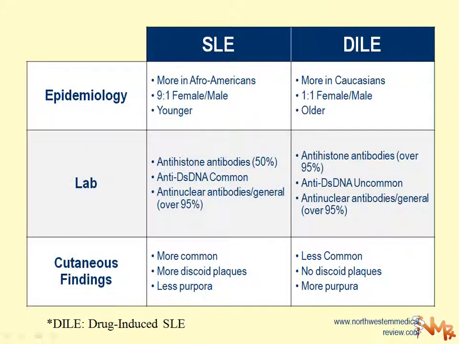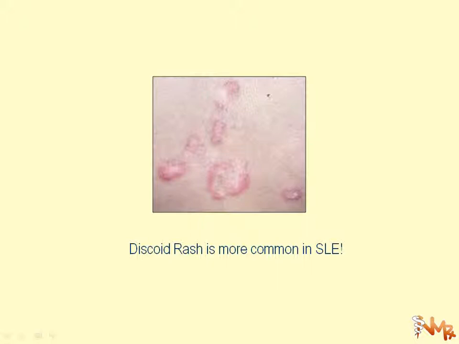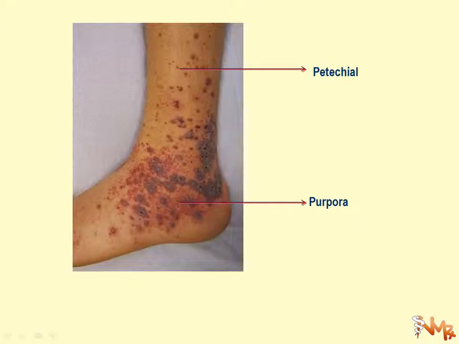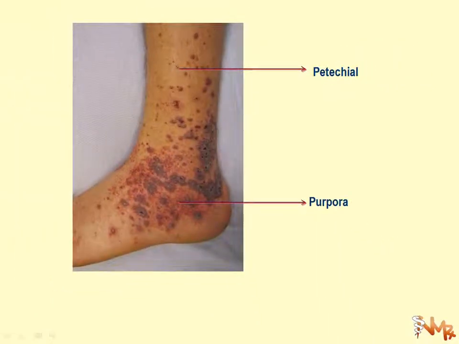With regard to cutaneous findings, SLE presents with more profound cutaneous findings. They have more discoid plaques. However, they have less perforations. With DILE, the cutaneous findings are less common. They have no discoid plaques. However, they have more perforations. This is, of course, a discoid rash, and as I said, this is more common with the classic systemic lupus. And of course, this is a real disc. And you're going to see perforations here, and you're going to see petechiae, and this is more common in DILE, drug-induced lupus.